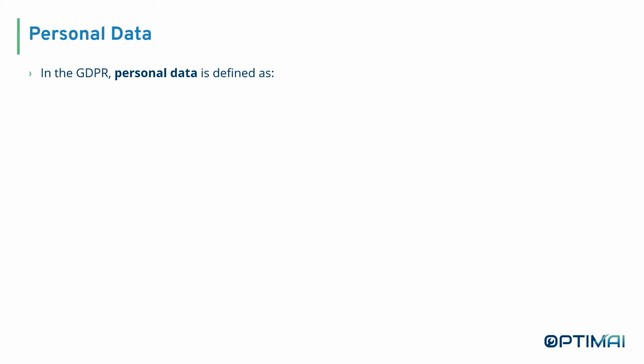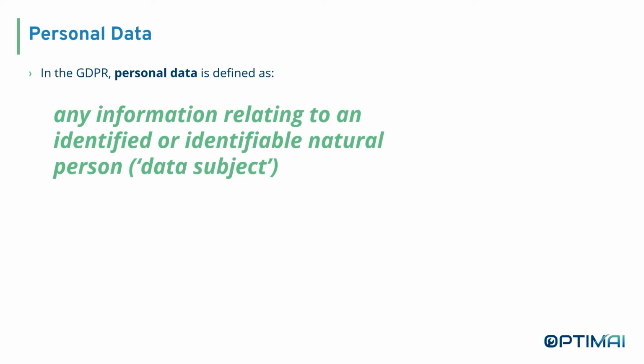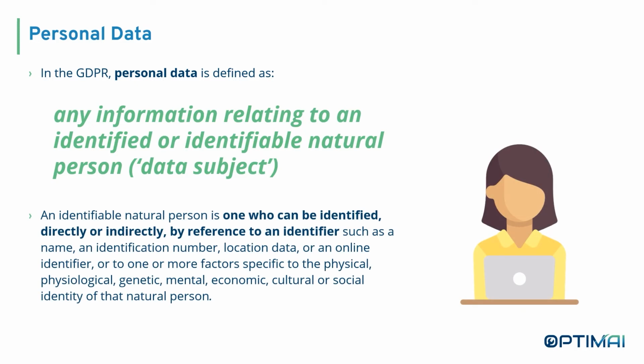In the GDPR, personal data is defined as any information relating to an identified or identifiable natural person, the data subject. An identifiable natural person is one who can be identified directly or indirectly, in particular by reference to an identifier such as a name, an identification number, location data, an online identifier, or to one or more factors specific to the physical, physiological, genetic, mental, economic, cultural, or social identity of that natural person.